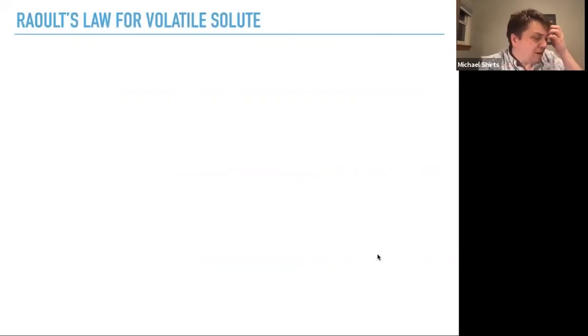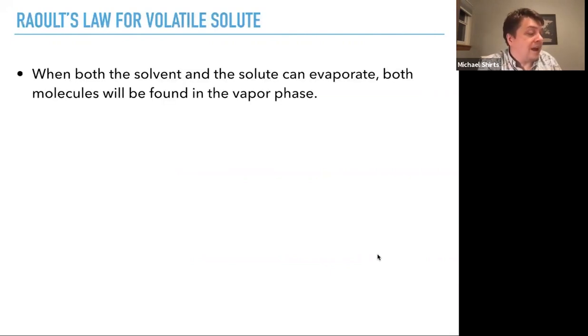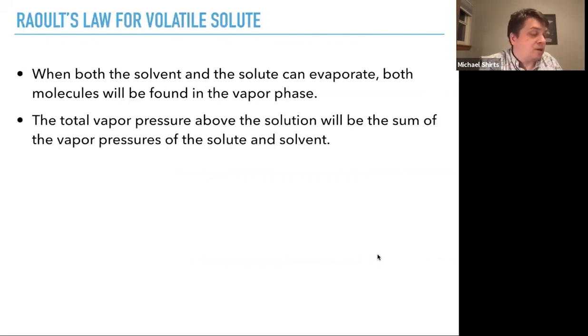So, Raoult's law for volatile solutes. The same principles still apply. If there's less solvent, then there's going to be less pressure, no matter whether it is volatile or not. But what you can have is both of them in the vapor phase, right? So the total vapor pressure above the solution will be the sum of the vapor pressures of the solute and the solvent. They'll act essentially independently if Raoult's law holds.